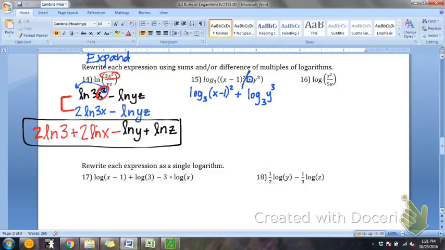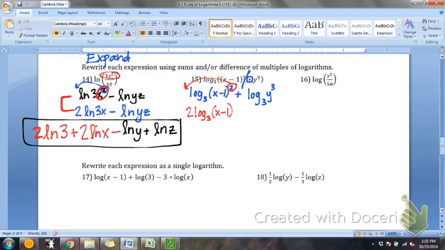Okay, Chelsea, what's one thing you think we need to do now? There's a couple things, so there's not just one answer. What's something that you see that's problematic that we need to keep working with? Okay, that 2, that's squared. Where's that squared going to go? Excellent. The squared needs to go out front here. So I have 2 times log base 3 of x minus 1. Good. What else do I need to take care of here?